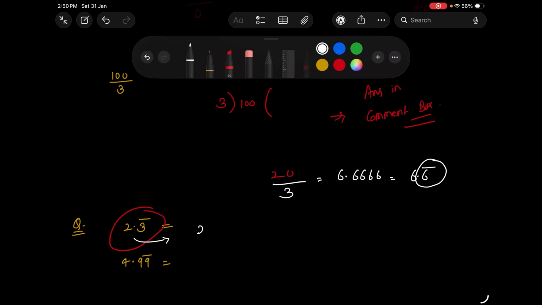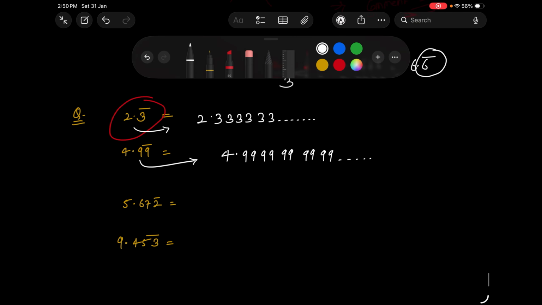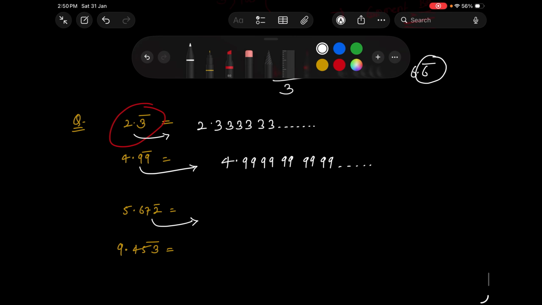For example, here write the number as it is: 2.3. Bar is on 3, so we repeat 3 dot. Here in the second question, write the number as it is: 4.99. How many numbers have a bar? Last two digits have a bar. So we repeat the last two digits: 99, 99, 99, 99 dot. In the case of the third one, write the number as it is: 5.672. Which number has a bar? Number 2 has a bar. So we repeat only number 2, 2 dot.